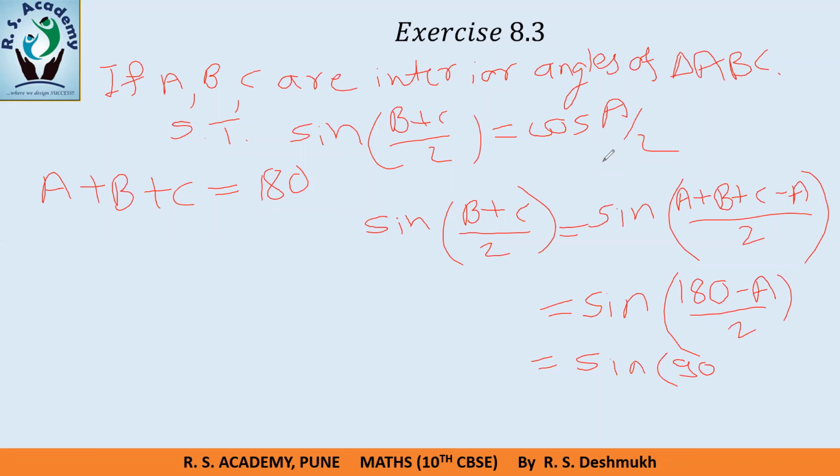90 minus A by 2, but sine of 90 minus theta is equal to what? Cos theta, that means cos of A by 2. Hence proved. That is a much simpler problem. Just you should think in a different way.